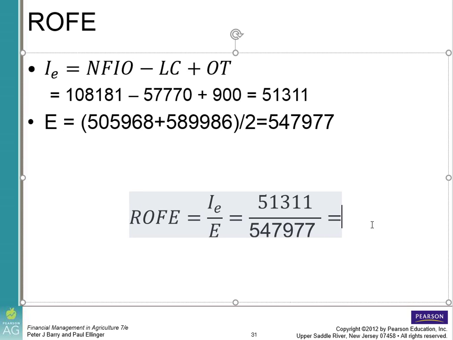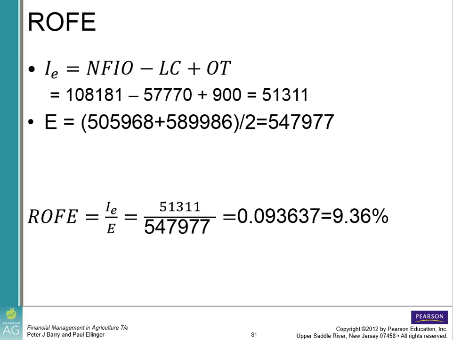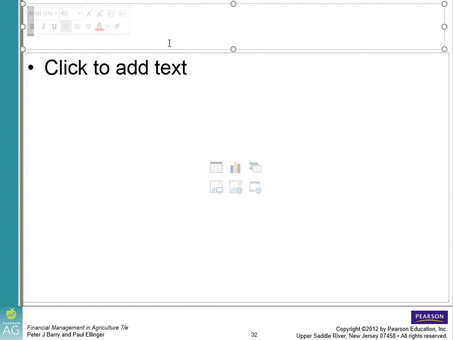Okay, and then this simply equals 0.09364, I beg your pardon, which is of course 9.36%. And that's all there is to it. Okay, now let's go ahead and move on to COFD.